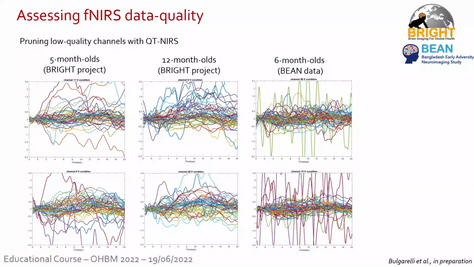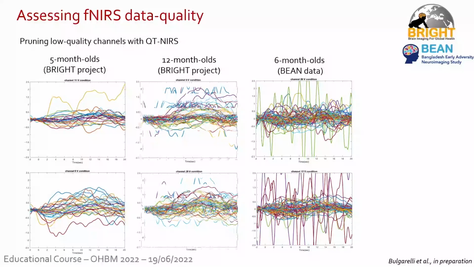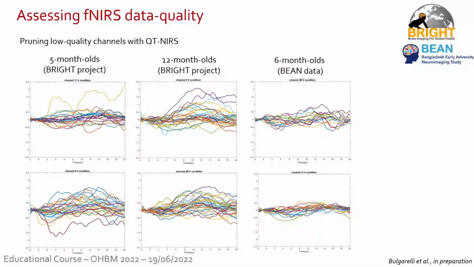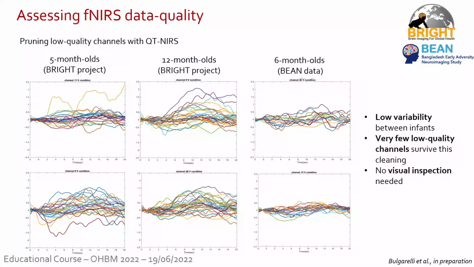And so when I went back to my data and used Luca's tool, I was very happy to see that what came out was this one, which has way nicer HRFs. And of course, you see there's way less variability in the data, very few low-quality channels survive this cleaning, and there's no need for visual inspection, and it is a more standardized way to look at the data, which is what, as a community, we're working on.